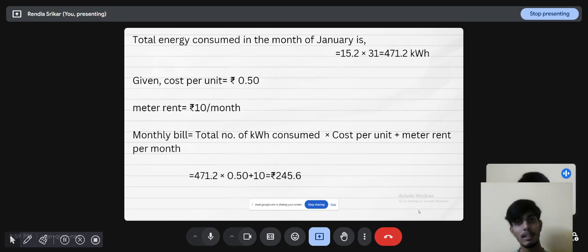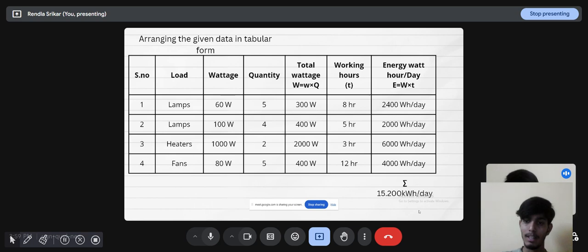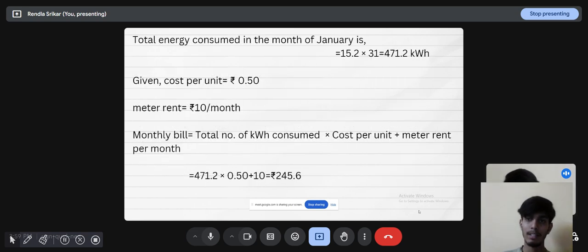So we'll be calculating the number of units consumed in the month of January, or else the total energy consumed in the month of January, which is the product of 15.2, which we obtained by summing up all the energy watt hour per day, and we'll be multiplying it by the number of days, that is 31, which results in 471.2 kilowatt hour.